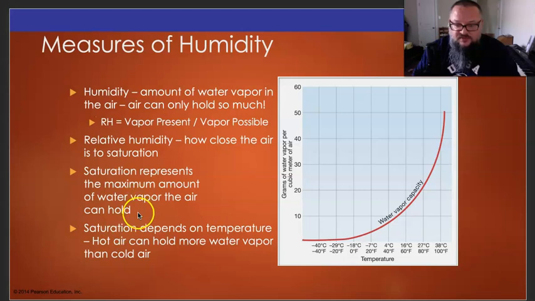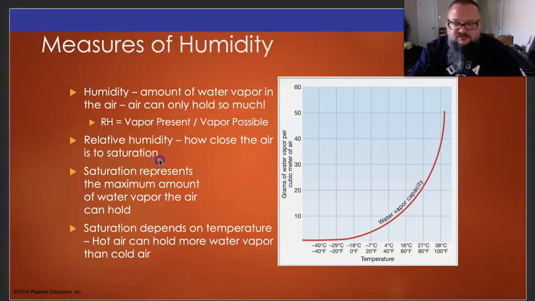Now, usually that happens right about the time where you start getting some rain, or right when there's fog or dew or things like that, because anytime you have saturated air, it's difficult for the air to hold all that water vapor, and it has to get rid of some of it, and some of that water vapor ends up converting back into liquid form and being deposited there on the ground.